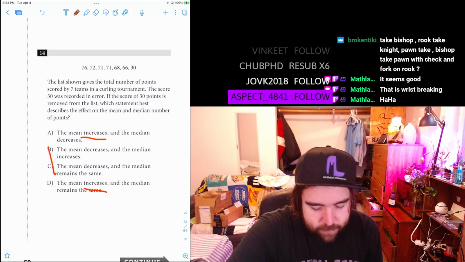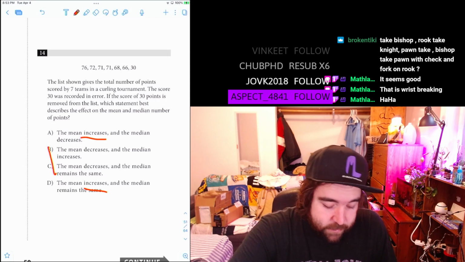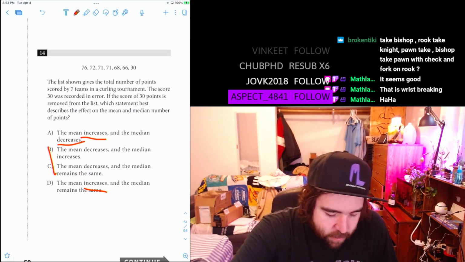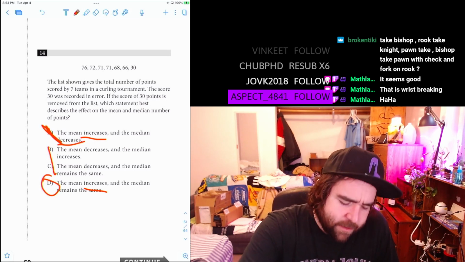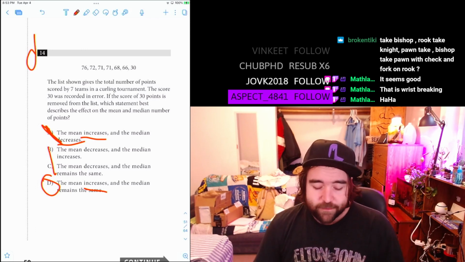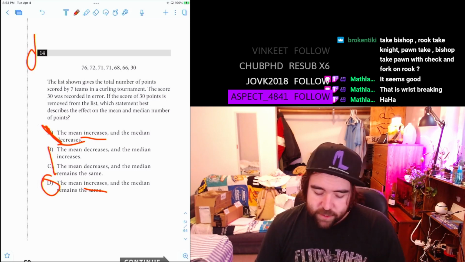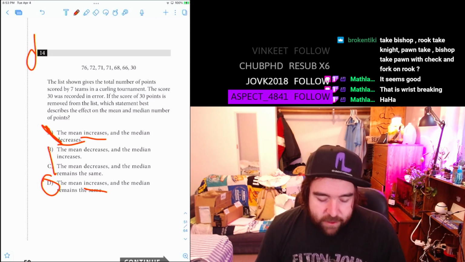Will the median remain the same, or will the median decrease? The median's never going to decrease. They're always going to go in the same order. I don't think you could even make up a weird situation where removing a data point will increase the mean but decrease the median. Pretty sure that's not possible. So remain the same, that makes sense.